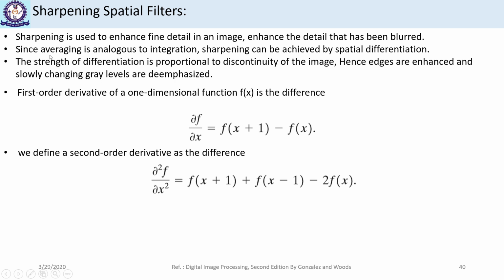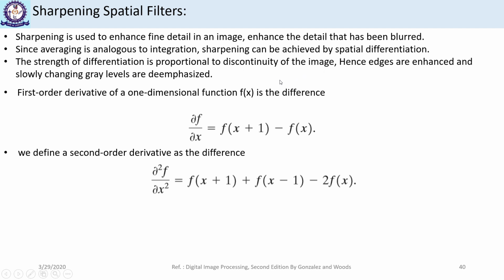Averaging, which we can say is analogous to integration. So sharpening can be achieved by spatial differentiation. Since we want to achieve the opposite of the smoothing filter in sharpening filters, and since we were doing averaging in the smoothing filter, which is analogous to integration, in sharpening we will try to achieve differentiation. Now, the strength of differentiation is proportional to the discontinuity of the image.